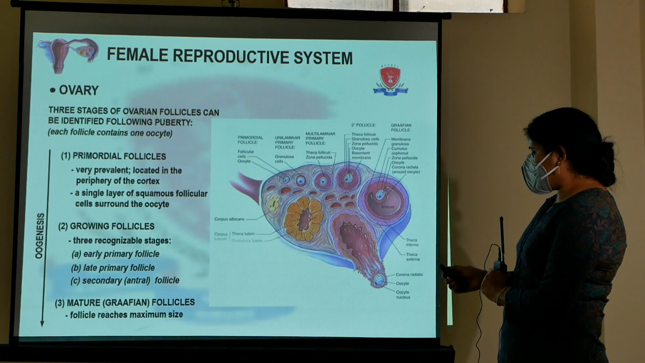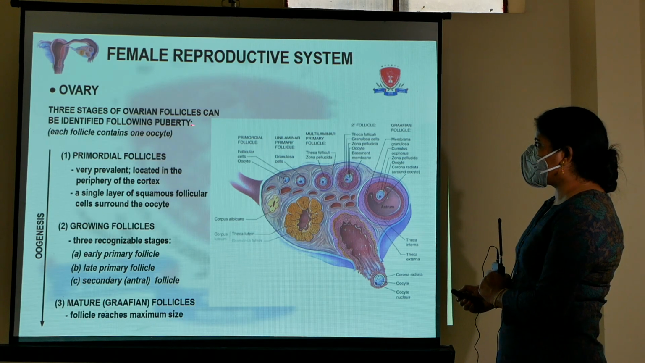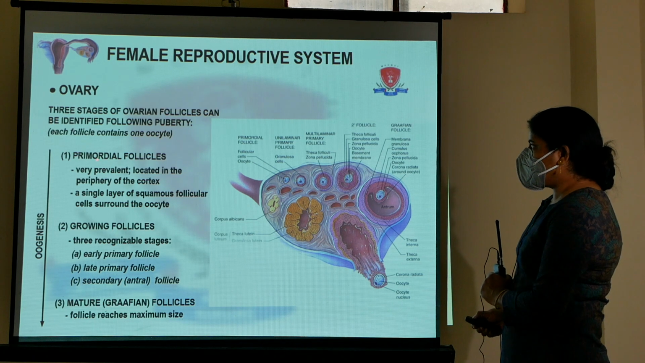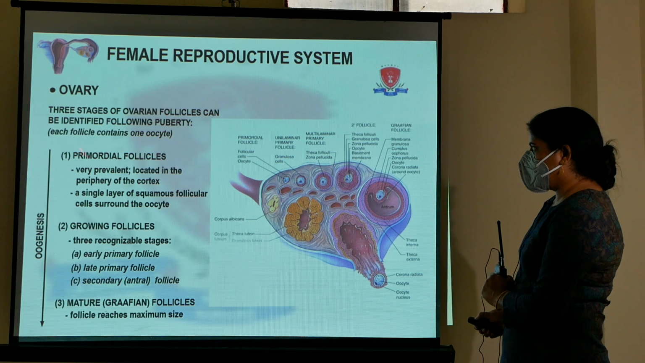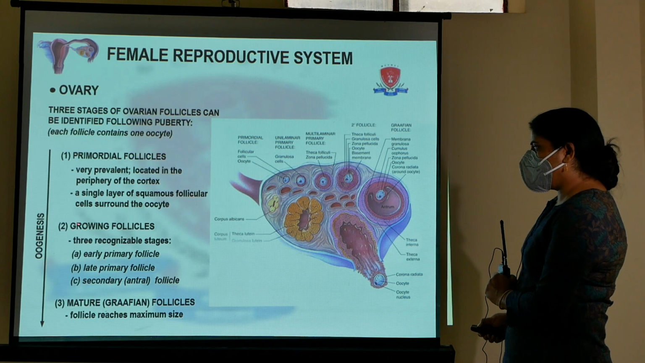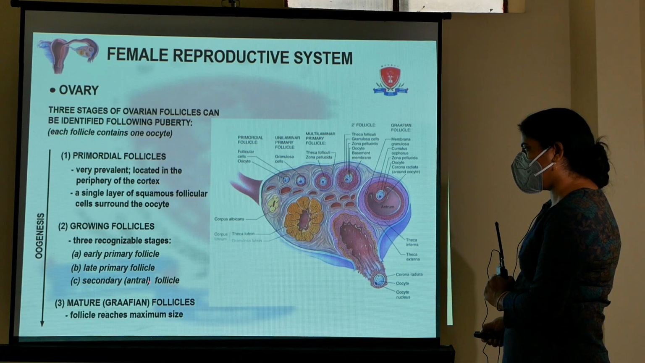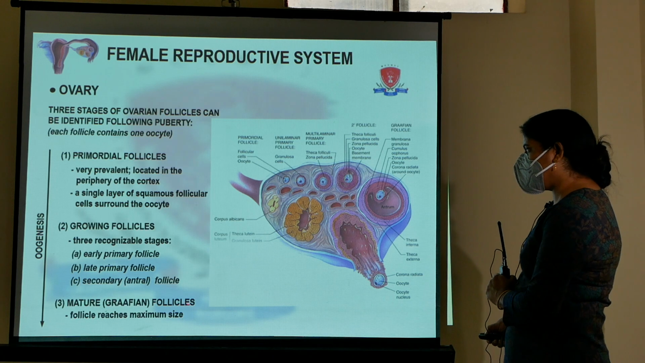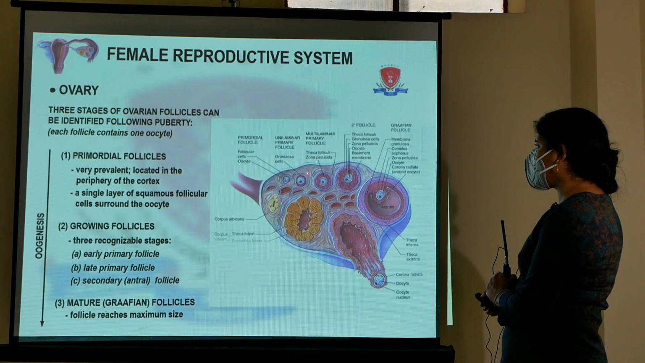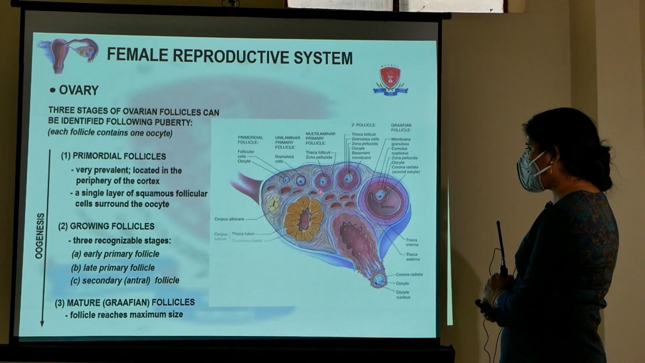Okay. This is the story, that is, 3 stages of ovarian follicle can be identified following puberty. Each follicle contains one oocyte. Primary follicles are very much in number, located in the periphery of the cortex. We have seen a single layer of squamous follicular cells surrounding it. Growing follicles, early, late, secondary, or the Graafian or the antral follicle. Mature follicle takes place. So these are the pictures which can be seen: follicular cells, granulosa cells, thecal cells. These are the different stages.